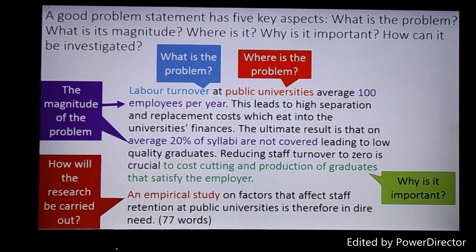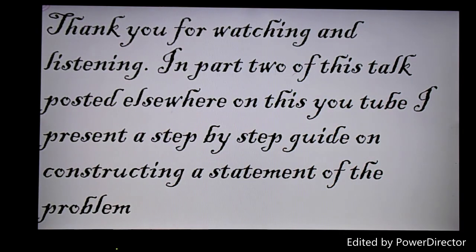So in 77 words, we have covered the key 5 aspects of a problem statement. What is the problem? Where is the problem? What's the magnitude of the problem? Why is it important? And how will the research be carried out? I want to thank you for watching and listening. In part 2 of this talk, posted elsewhere on this YouTube, I present a step-by-step guide on constructing a statement of the problem.